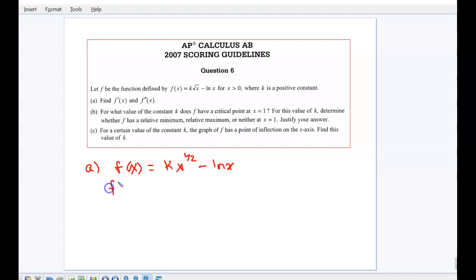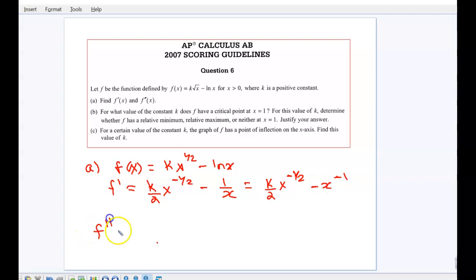So f prime is going to be k over 2 x to the negative 1/2 minus 1 over x, which is really k over 2 x to the negative 1/2 minus x to the minus 1. F double prime, the negative 1/2 comes out front. So this is going to be negative k over 4 x to the negative 3/2 plus x to the minus 2. That's the derivative of x to the minus 1.